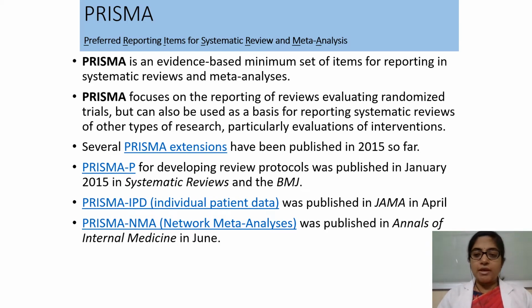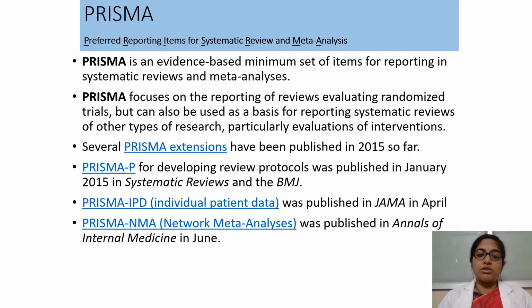So we have seen the steps. Now let us understand what is PRISMA. PRISMA is an acronym for Preferred Reporting Items for Systematic Review and Meta-Analysis. It is an evidence-based minimum set of items for reporting in systematic reviews and meta-analysis. It focuses on reporting of reviews evaluating randomized trials, but can also be used as a basis for reporting systematic reviews of other types of research, particularly evaluations of interventions.